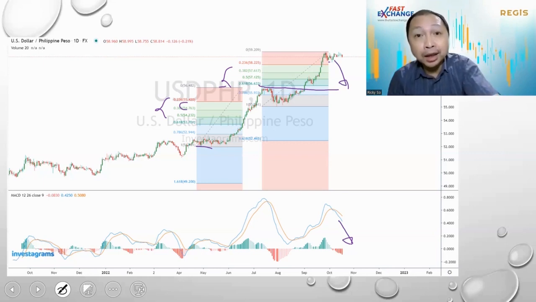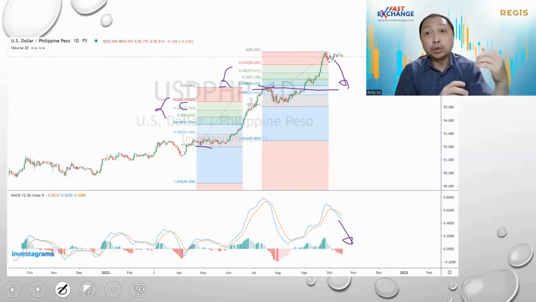Because as of now, that is the Fibonacci level, and even without the Fibonacci, that is a strong resistance level, wherein that will be a turning point. When the exchange rate would fall below 56 and even further below 55, that could be an affirmation that the uptrend is already over. So it would start now testing the lows at about 54, 52, going down to about 50.